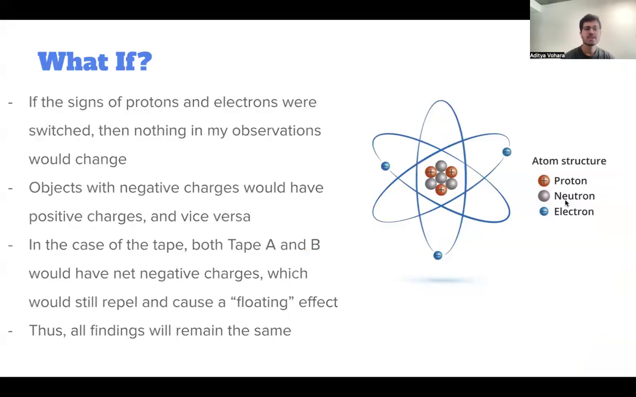Final discussion of what if. If the signs were switched, there would not be any change in the observation, because then both tape A and tape B would have net negative charge and would still repel, causing a floating effect. So all the findings would remain the same if the charge was changed.